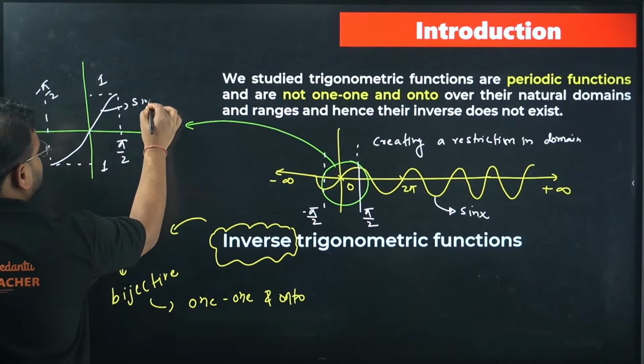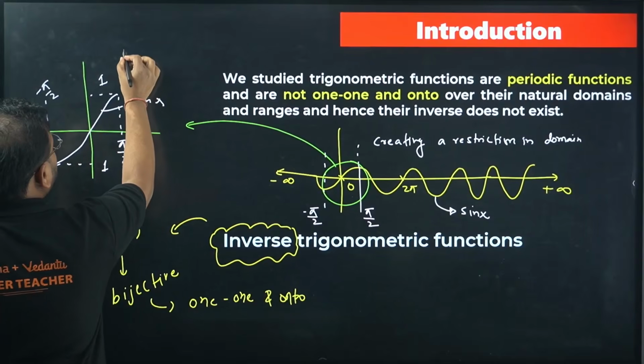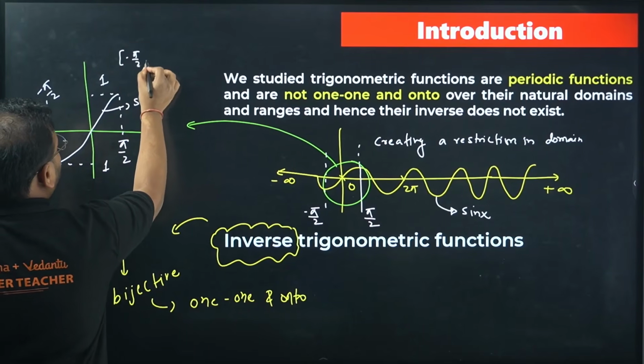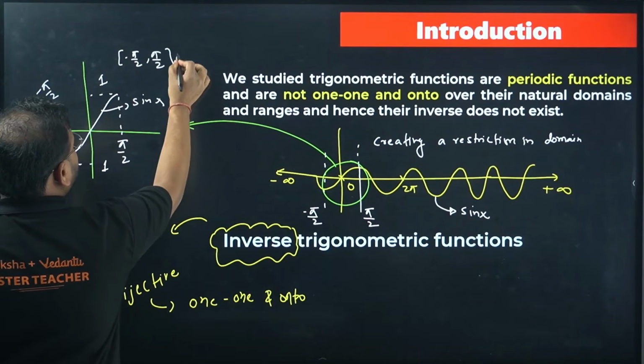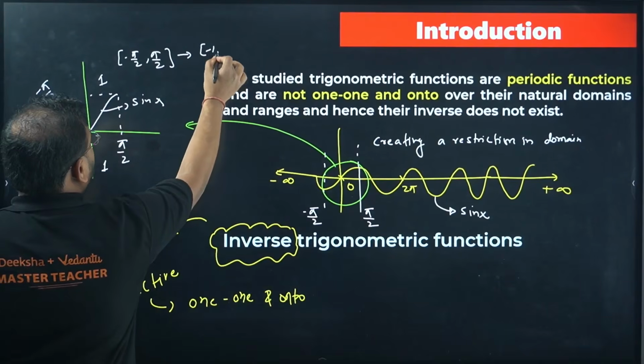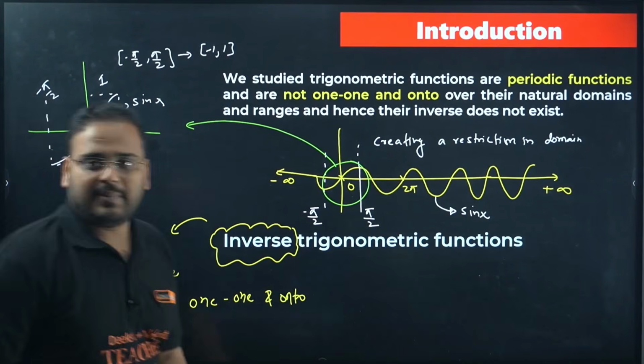Moving on. This is your sin x, with the domain as minus pi by 2 to pi by 2, and the range is minus 1 to 1.